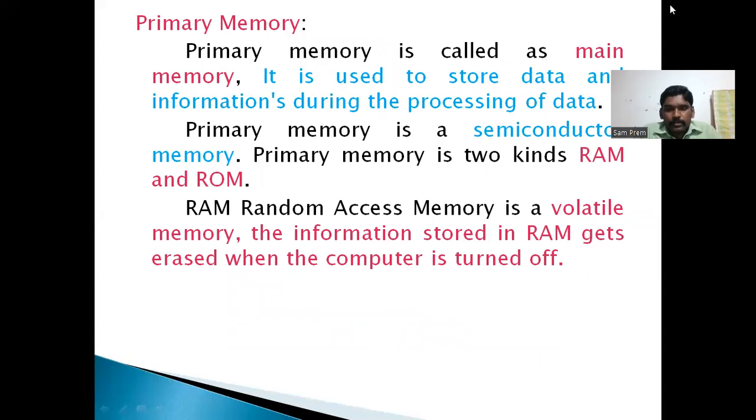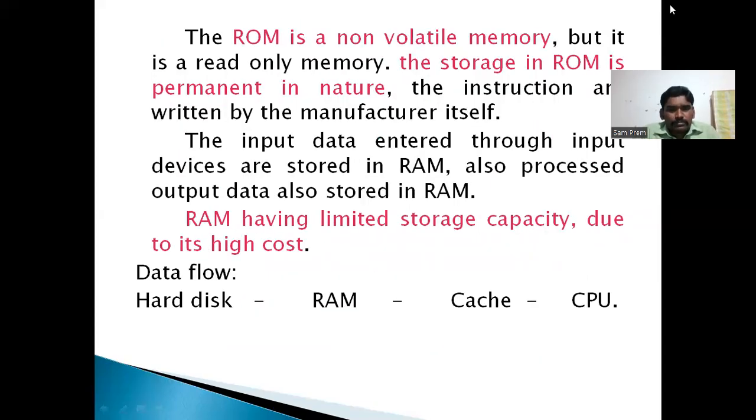Another one, ROM, is nothing but a non-volatile memory. The data will be stored permanently. That means data will be stored by the manufacturer itself. These instructions are written by the manufacturer itself. The input data entered through input devices are stored in RAM. Processed output data is also stored in RAM. RAM has limited storage capacity due to its high cost.